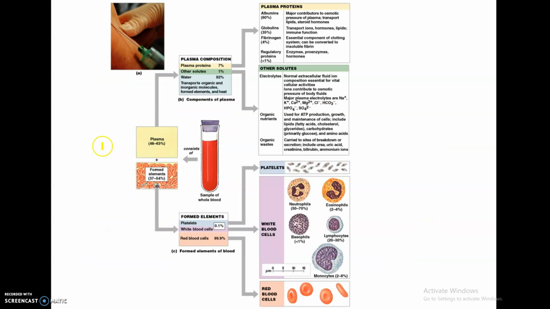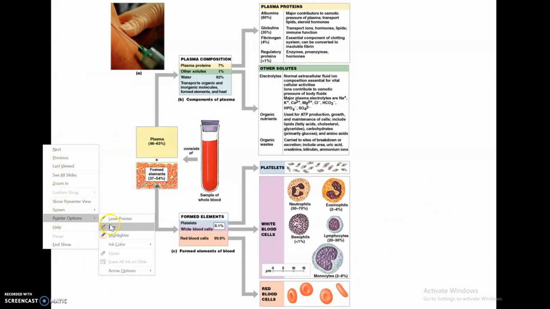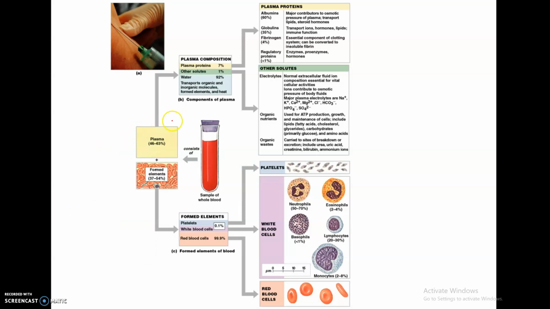So what we're going to be talking about today is, let me change my pointer here to a pen. We're going to be talking about the two main elements of blood, the plasma. So remember, plasma is the stuff that's supporting our formed elements. The formed elements are the cellular elements. So those are going to be the platelets, the white blood cells, and the red blood cells. And most of our blood is made up of red blood cells, or at least most of our formed elements.